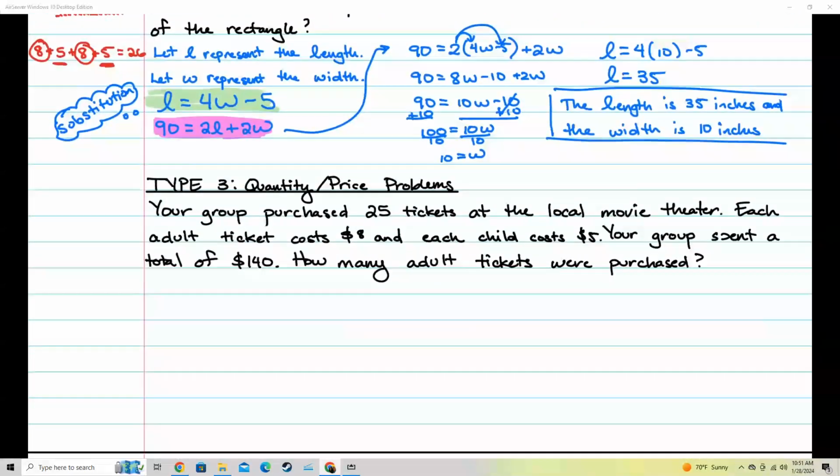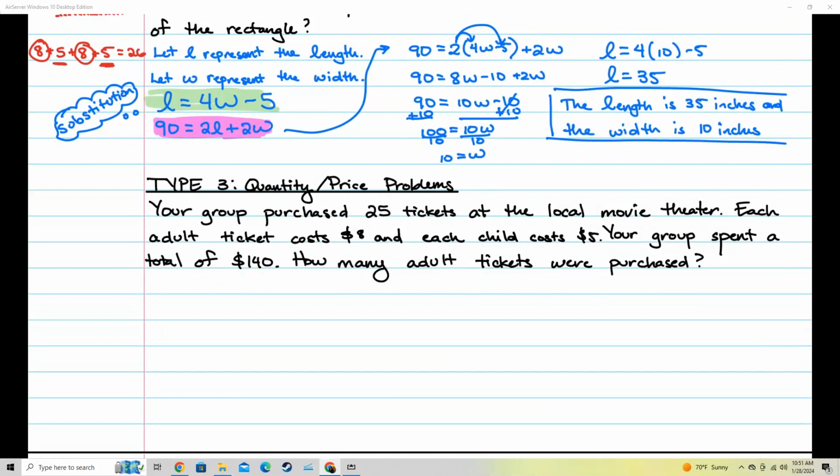All right, guys, last one. The type 3 is a quantity/price problem. You're going to see these a lot. It says your group purchased 25 tickets at this local movie theater. Each adult ticket costs $8 and each child ticket costs $5. Your group spent a total of $140. How many adult tickets were purchased?